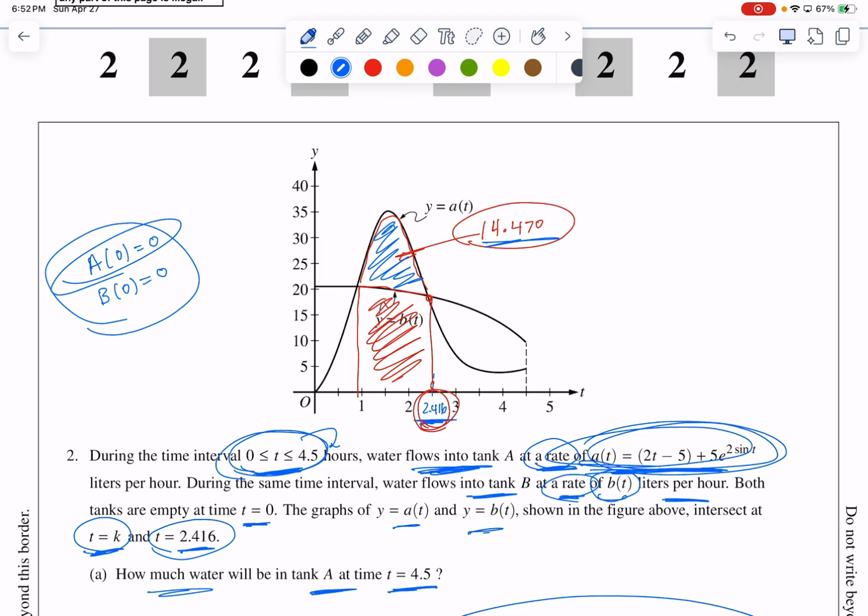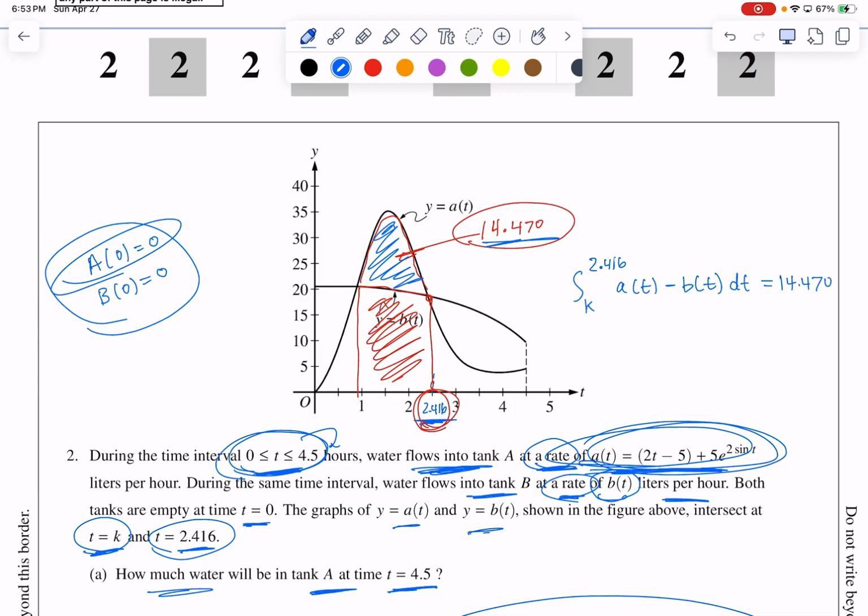14.470. So the area between two curves from K to 2.416, make sure this makes sense, follow me here, is top minus bottom, just like she said. So I know it's A of T minus what? And we know this equals what? They told us in the part we're on. See? They told us this is 14.470.